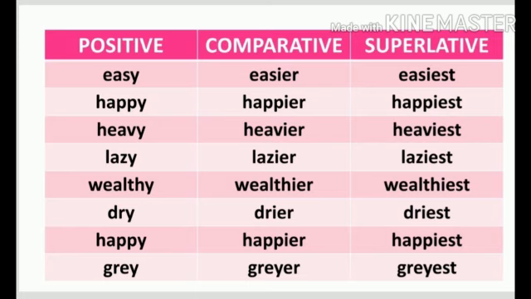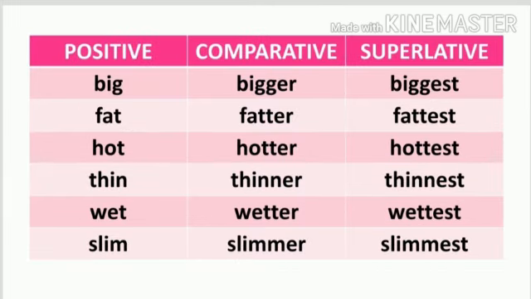The last word is grey, which also ends in Y, but it does not have a consonant immediately before it. So, we'll just add ER and EST to get our comparatives and superlatives. So, it becomes grey, greyer, greyest. Now, here are some more words. These are again very easy. Big, bigger, biggest. Fat, fatter, fattest. It goes like this. You can read it once and everything will become clear to you.